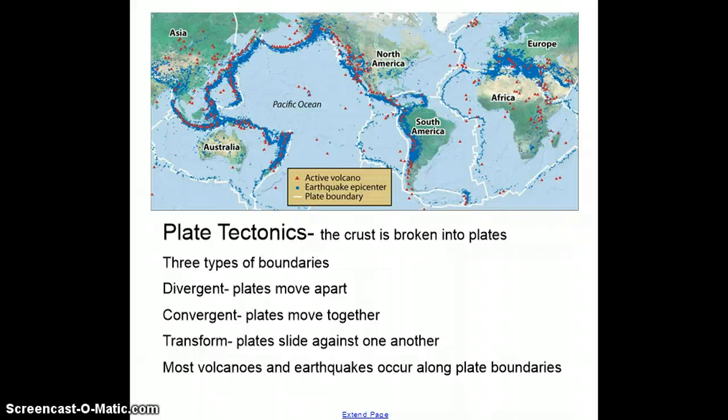In our next lecture, we'll look at how plate tectonics occurs. What is the driving force for plate tectonics? To end this lesson, what I would like you to do is, in your notebook, draw each of the three types of boundaries and give an example of each.